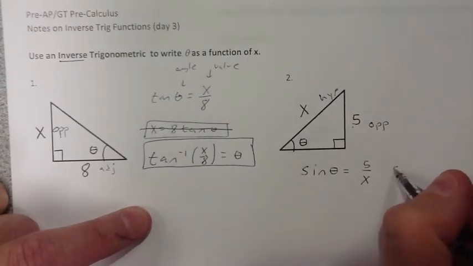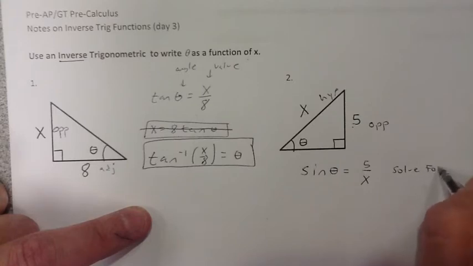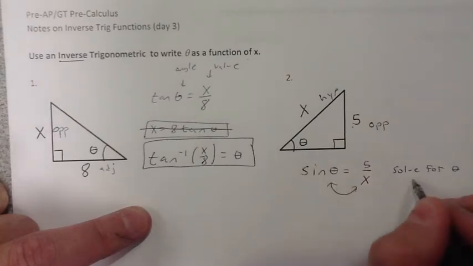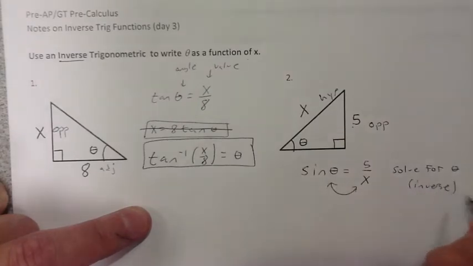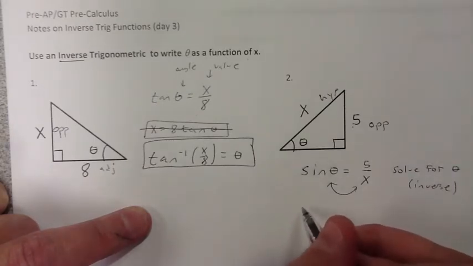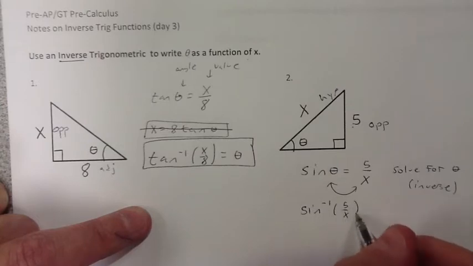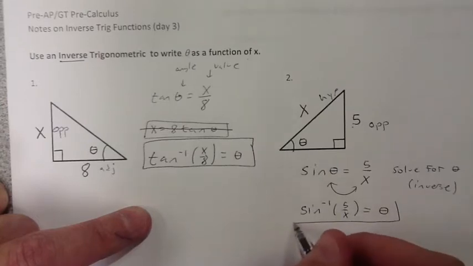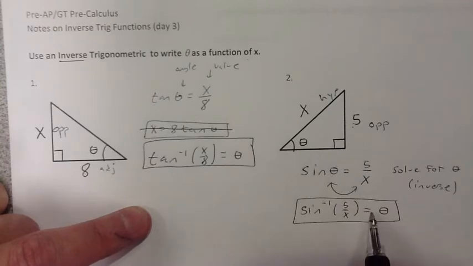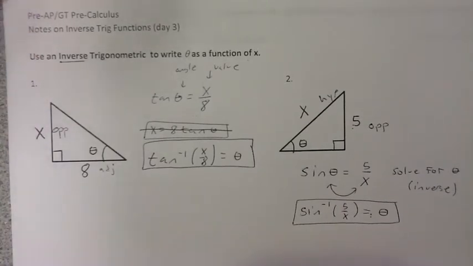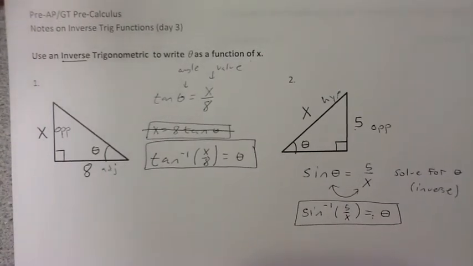Now, we need to solve for theta. So in order to solve for theta, we're just going to switch them. That's what an inverse does. I'm just going to switch them. And this becomes the inverse sine of 5 over x equals theta. And there's our answer. And we're going to use this tomorrow to be able to use calculators to find values or angles for trig.